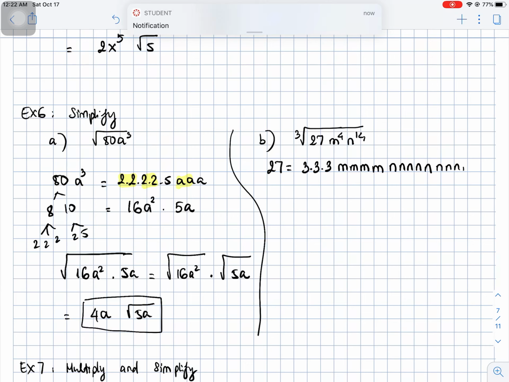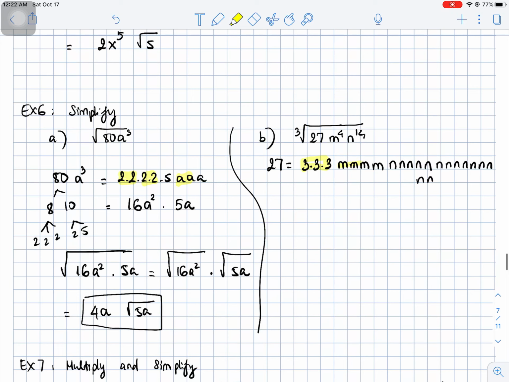Problem B. We have 27 is 3 times 3 times 3. m to the 4th is m, m, m, m. And n to the 14, we have 14 of the n. Now we will highlight 3 of the same number or letter. Why 3? Because the index is 3.